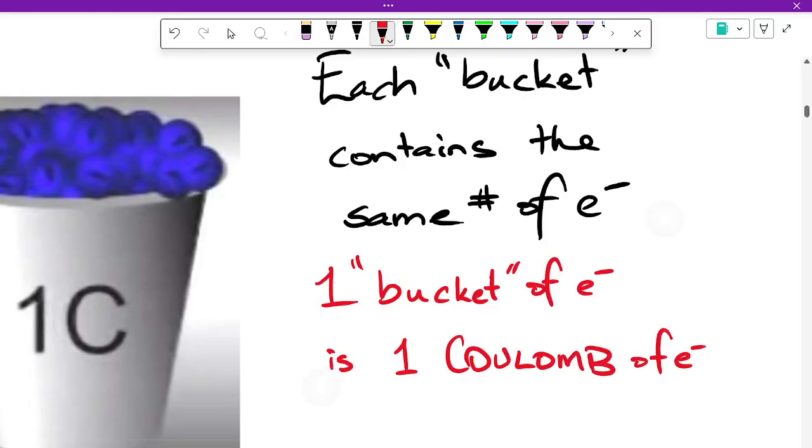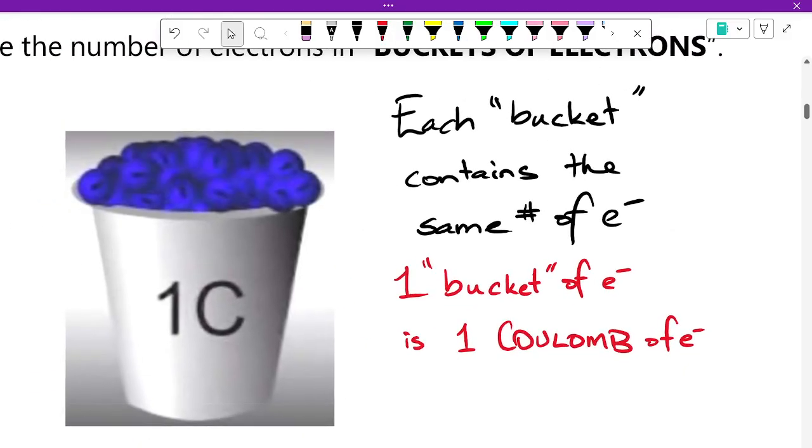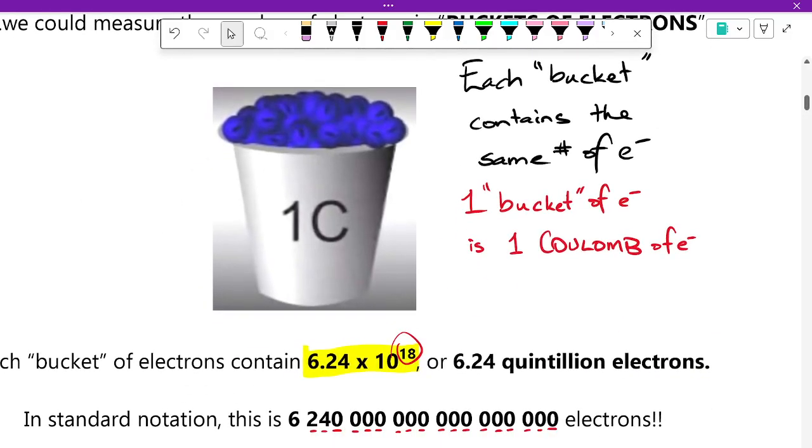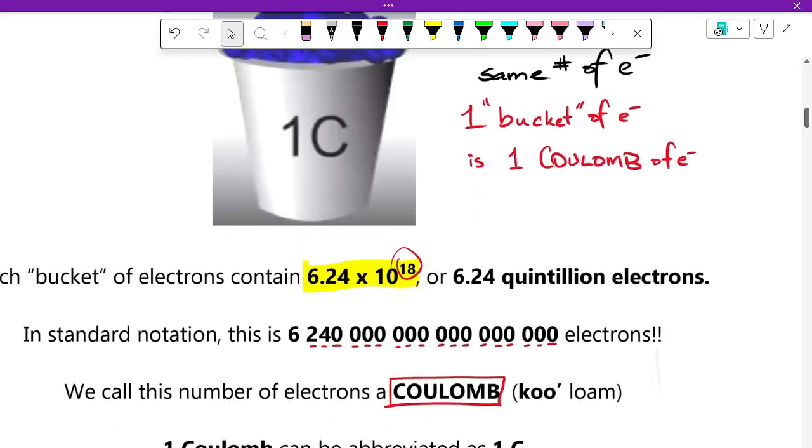But I will still sometimes refer to them as buckets of electrons. So you can picture someone grabbing a bucket and each bucket contains the same number of electrons, which is just a whole huge heck of electrons. So this is charge.